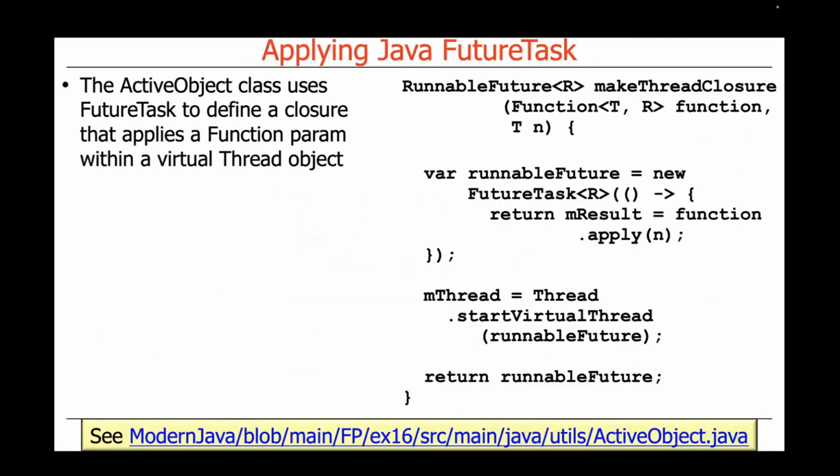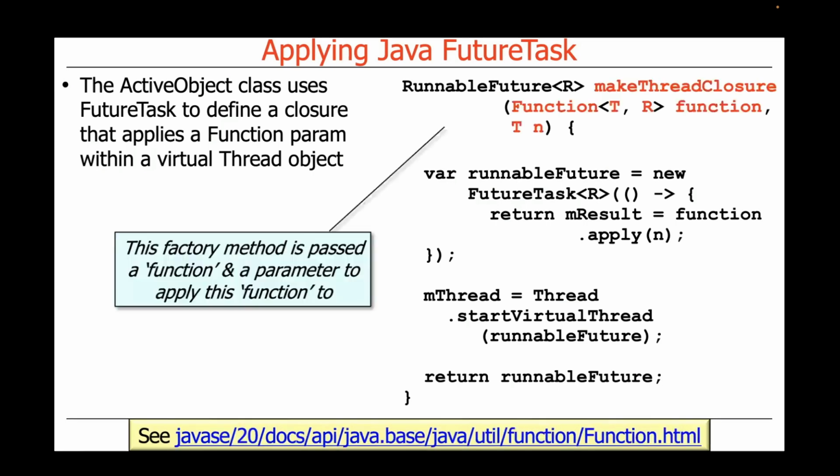So how can you apply a future task? Well, we're going to look through this in some detail here when we get to the case study, but I wanted to foreshadow it by describing how the ActiveObject class uses a future task to help define a closure that applies a function parameter within the context of a virtual thread object. So there's going to be a makeThread factory method that we'll take a look at inside the ActiveObject class shortly that's passed this function and a parameter to apply the function to.